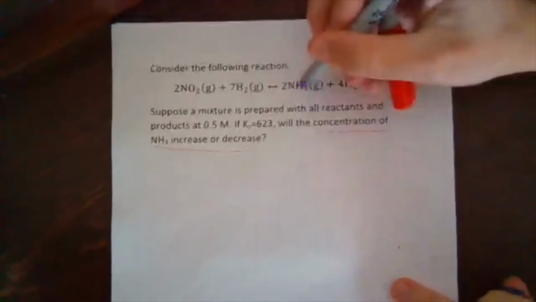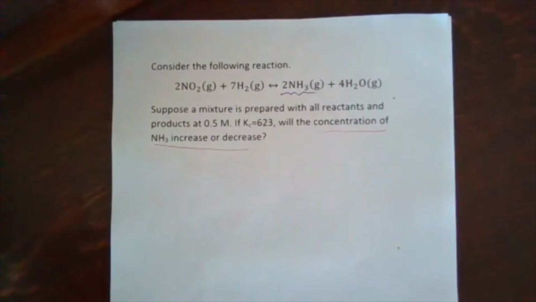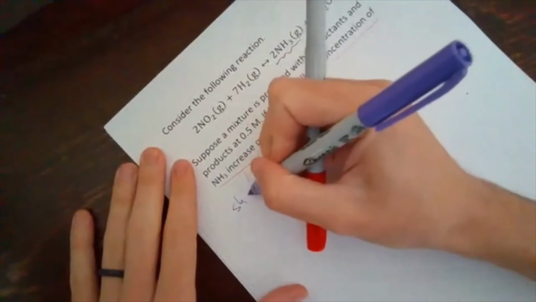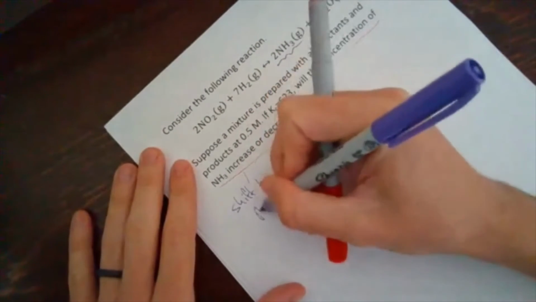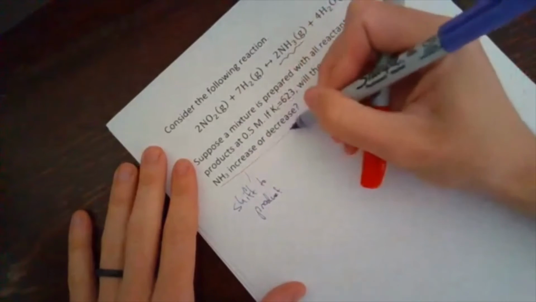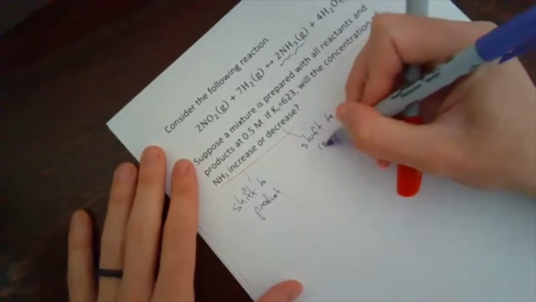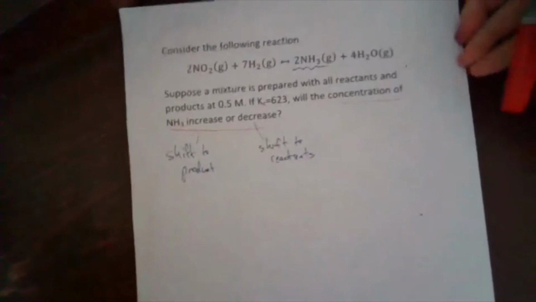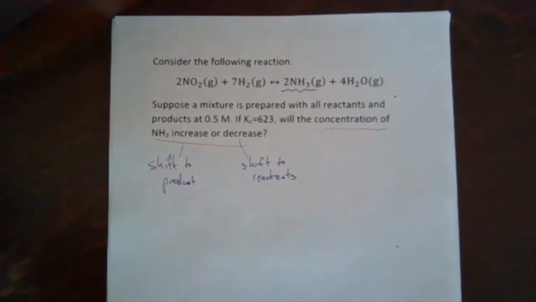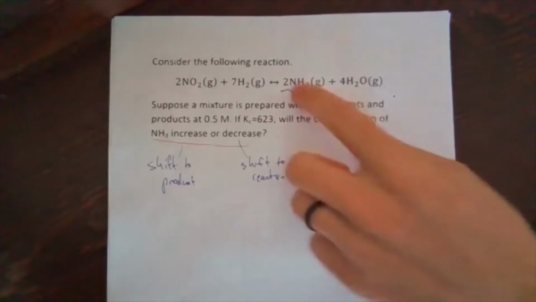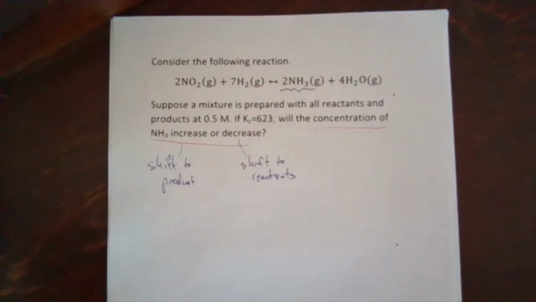We can see that NH3 is a product. So in order for the concentration of NH3 to increase, that would mean a shift to the product side, whereas a decrease would be a shift to reactants. Because we'd be moving away from the product side, we would be consuming that product and creating reactants. So a shift to reactants there.